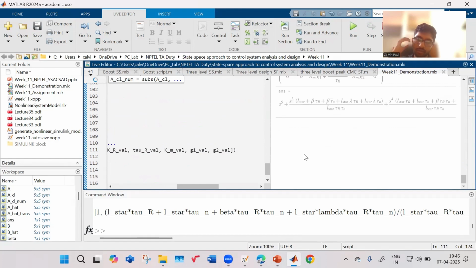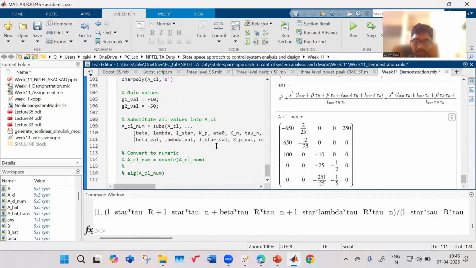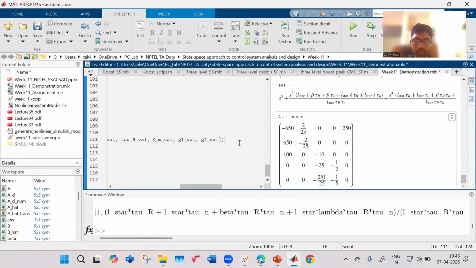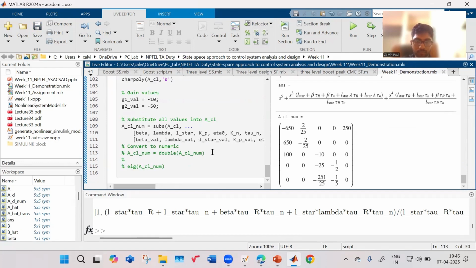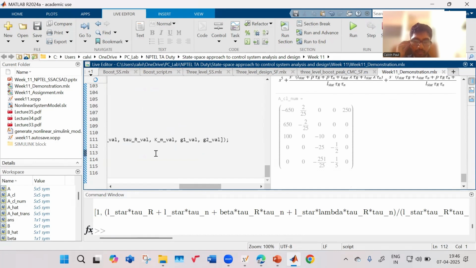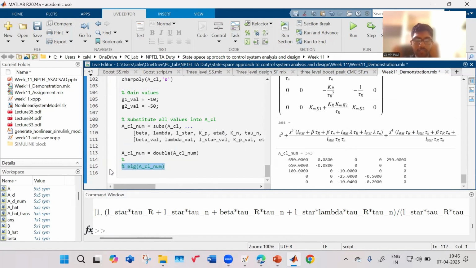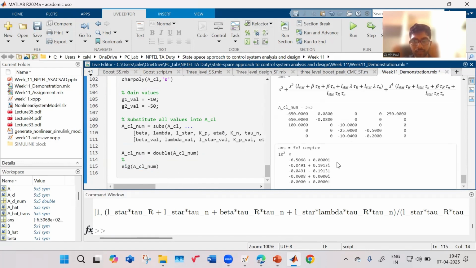So this is the closed loop numerator, closed loop numeric polynomial. These are the values which are there, right? We will convert it to double. So this is in double format. And now we just find out the eigenvalues of this. So these are the eigenvalues.